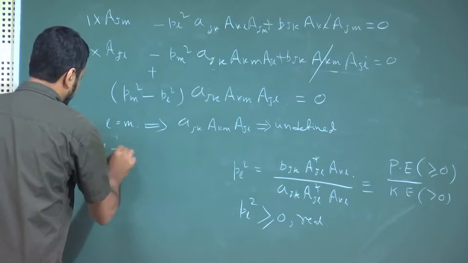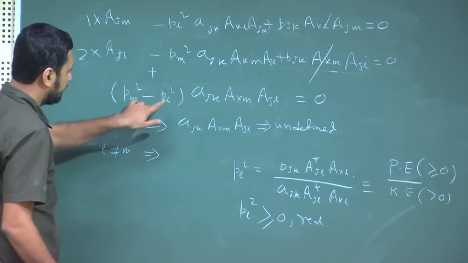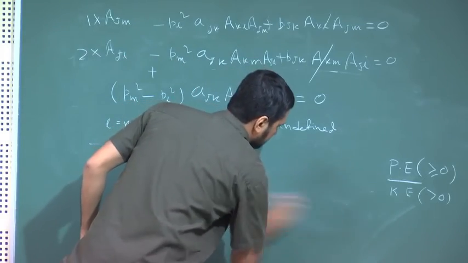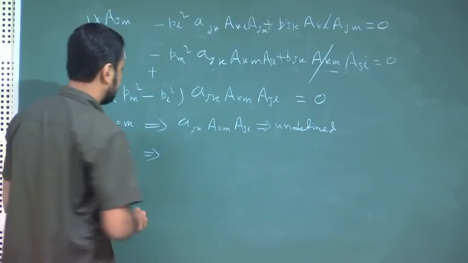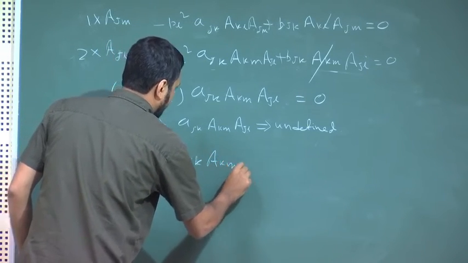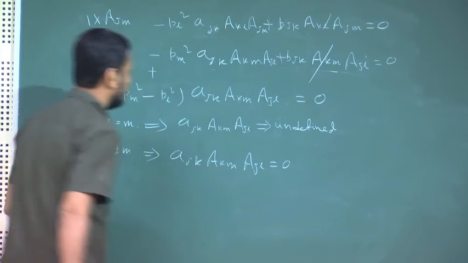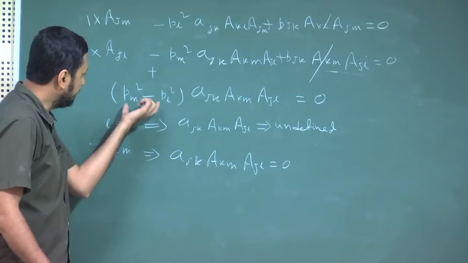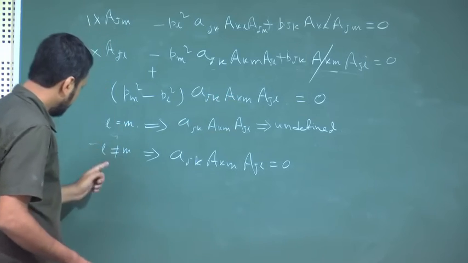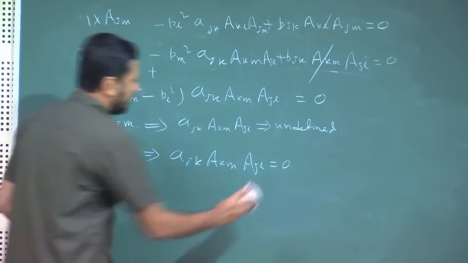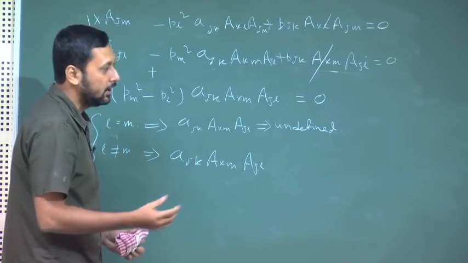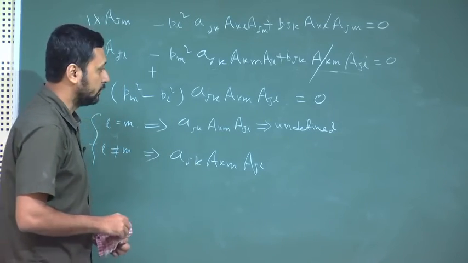Now, if L is not equal to M, then this term is not 0 and we see A Jk A Km A Jl will be equal to 0. In order to maintain this equation, if this term is not 0, this has to be 0. If this term is equal to 0, this is undefined. Because this is undefined, there is no fixed value to it. So, we are free to choose whichever value we are willing to put in here.